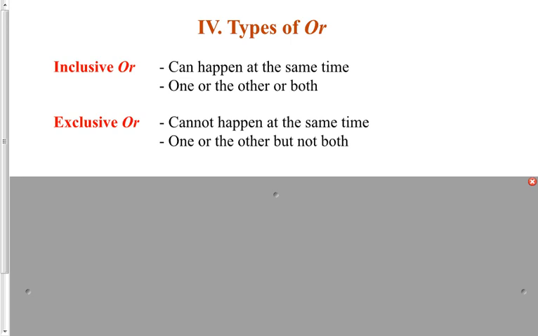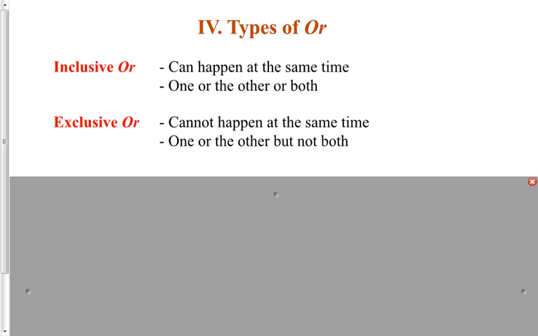Next, we're going to talk about the different types of the word or. There's an inclusive or and an exclusive or. Now, an inclusive or means that things can happen at the same time, meaning one thing or the other thing or both things can be true at the same time. Now, the exclusive or cannot happen at the same time, meaning one thing or the other thing is true, but not both of them at the same time.